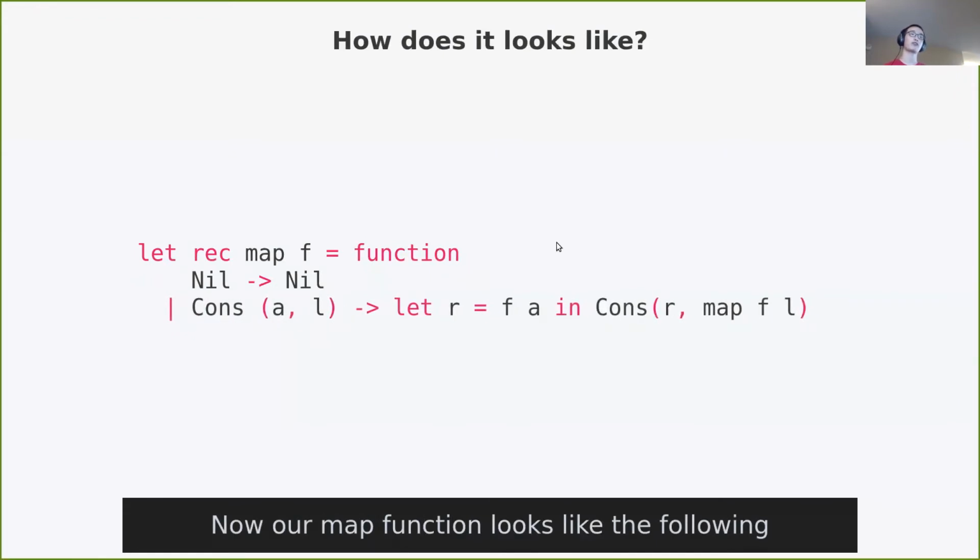Now the map function looks like the following. It's almost exactly the same as the previous map function. We just changed the empty list and the cons into our customized list. So we can see pattern matching is really good at variants, because the code is basically as nice as the built-in.